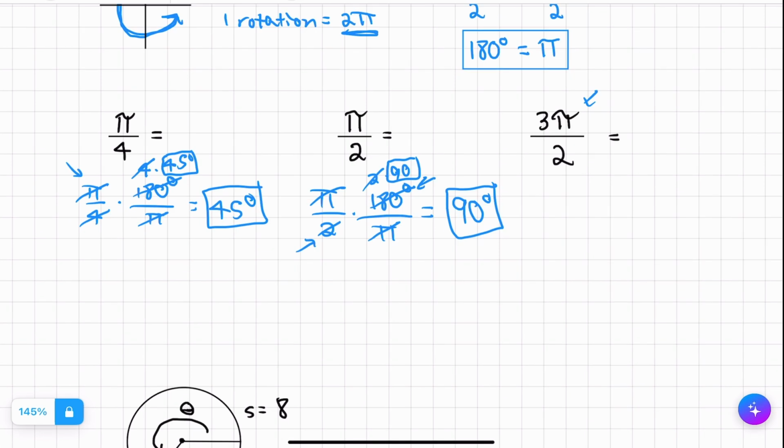All right, hopefully you tried that. We're going from radians to degrees, so we need to multiply by 180 over pi. Right away, we can cancel the pi, and we're left with 3 times 180 over 2. We have a 2 in the denominator, so we want a 2 in the numerator. We can rewrite 180 as 2 times 90. We can cancel the 2, and now we're left with 3 times 90. 3 times 90 is 270 degrees, and that's our final answer.